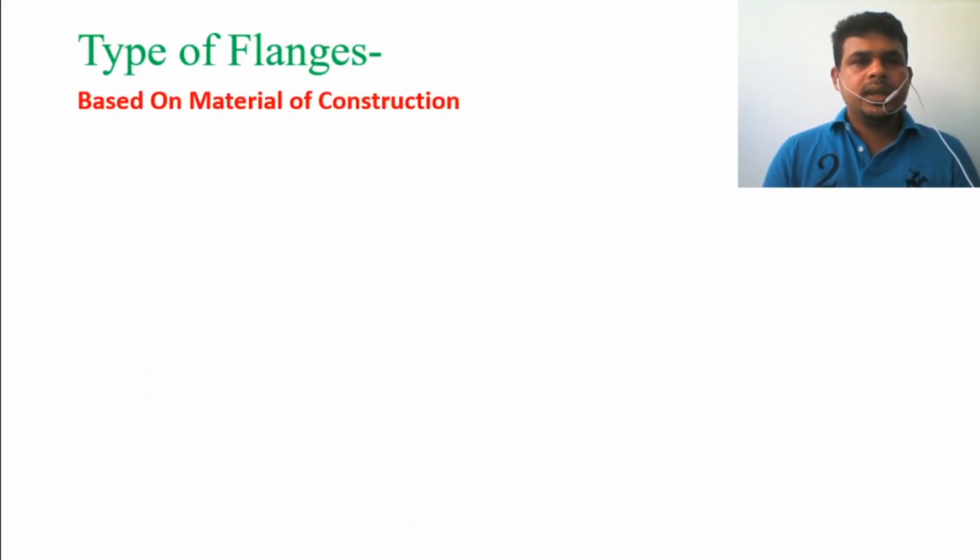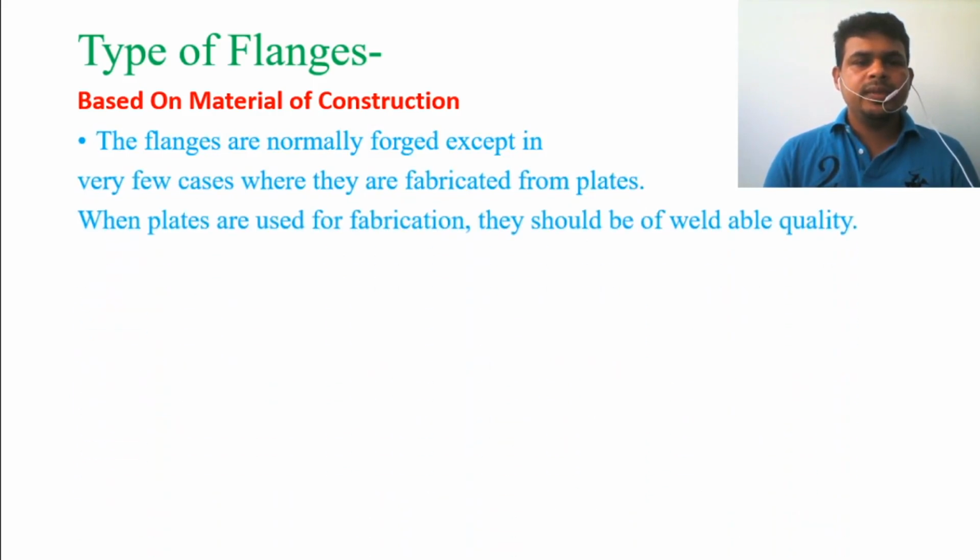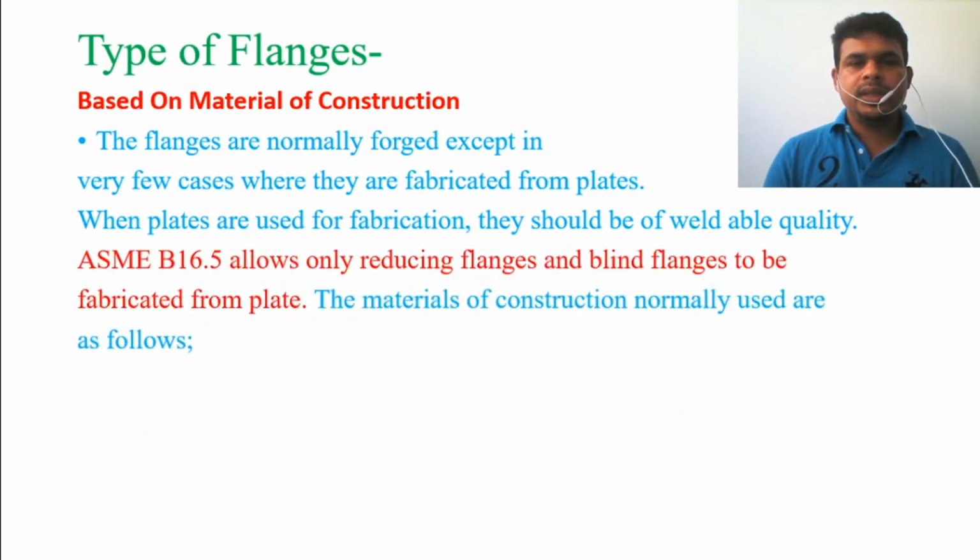We can also differentiate based on the material of construction. The flanges are normally forged, except in very few cases where they are fabricated from plates. When plates are used for fabrication, they should be of weldable quality. ASME B16.5 allows only reducing flanges and blind flanges to be fabricated from plate. You need to remember and keep a note: ASME B16.5 only allows reducing flanges and blind flanges to be fabricated from plate. Except for these two, any other flanges are not allowed to be made directly from plate.